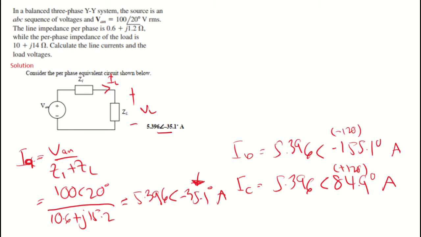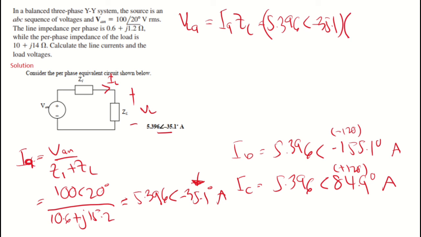Okay, now we need to find the load voltage. First we find A. So IA times ZL. IA is 5.396 angular minus 35.1 times ZL, which is 10 plus j14 ohm. So here you will get the answer of 94.84 angular 19.35 volt.